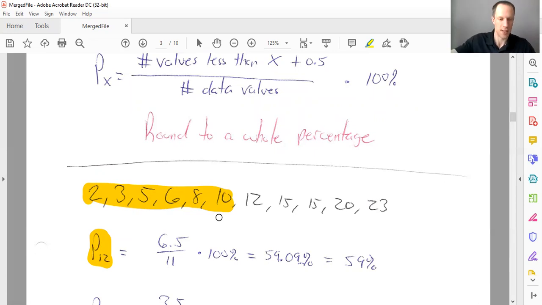So I take that 6 and I add 0.5 and then divide by 11. So if I take 6.5, divide by 11, and multiply by 100%, that's 59.09. I think the 0909 goes on forever, percent. I'm going to round it to a whole number percentage, which would be 59%.